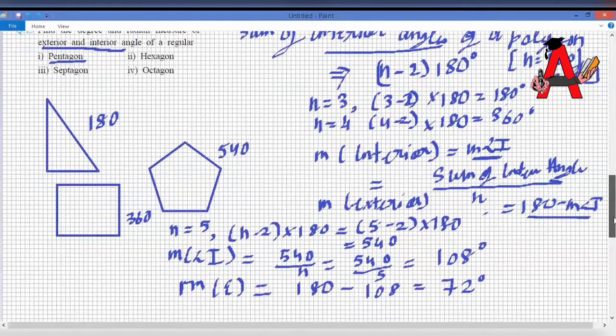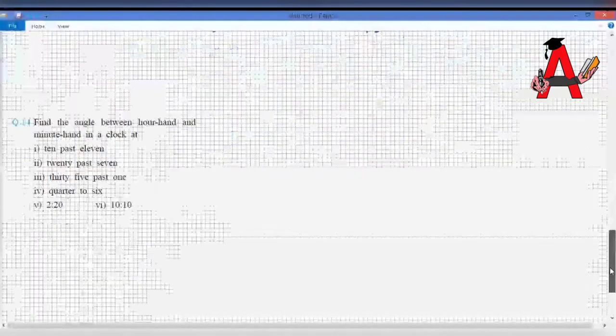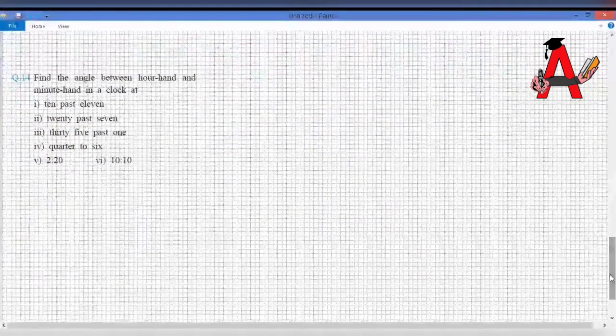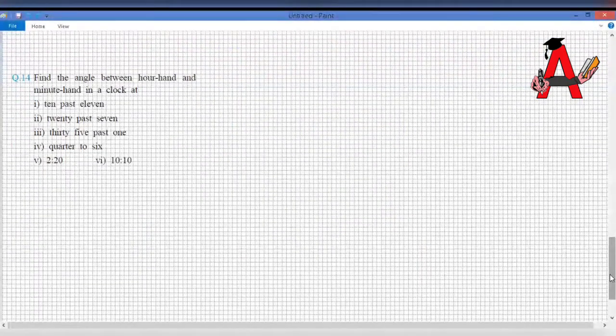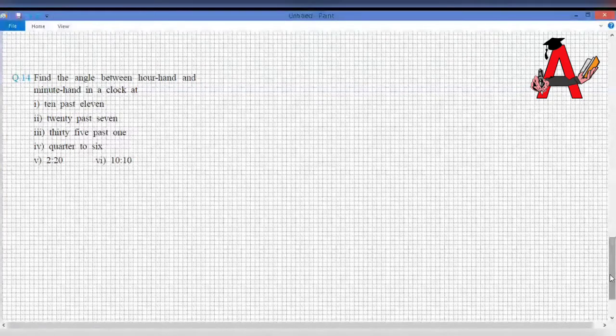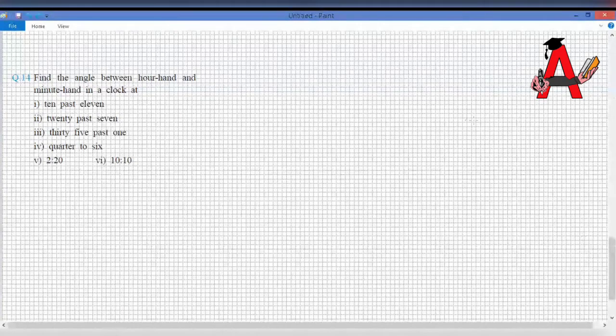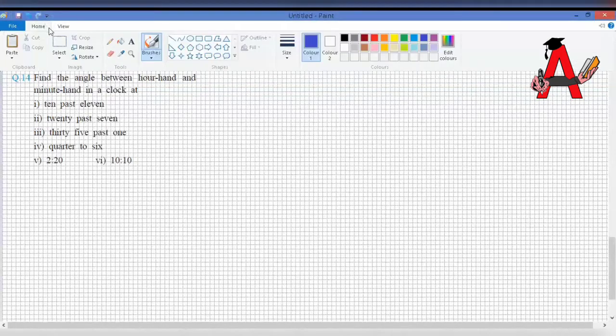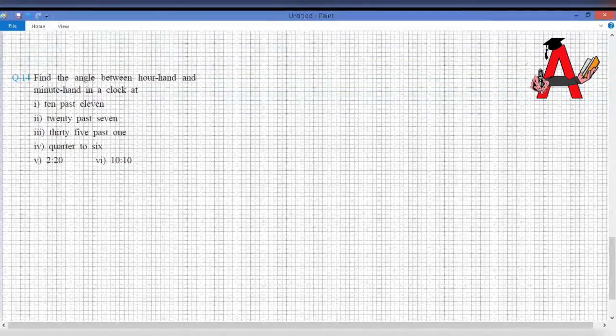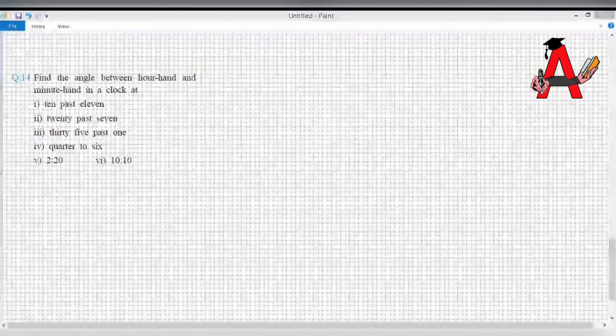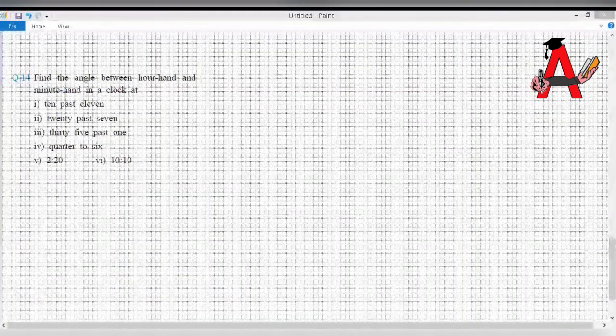Let's move to the fourth and the very interesting concept. Now find the angle between the hour hand and the minute hand in a clock. Now I already told you, you will have to remember two things. What did I tell you? I told you about, let me again give an example of a clock. Suppose I will take a clock. Now clock is this.